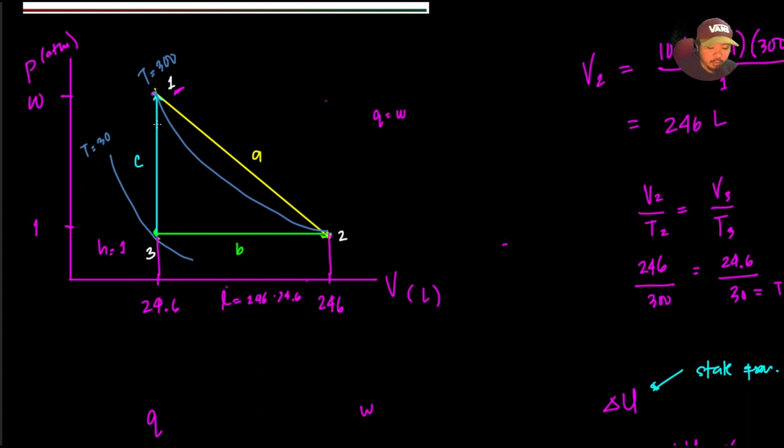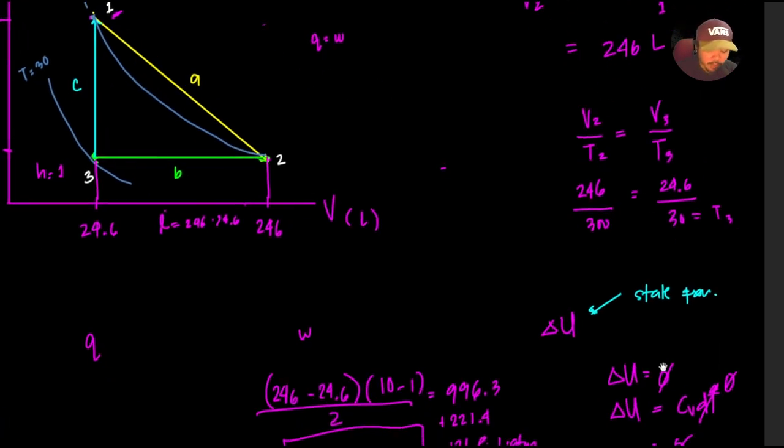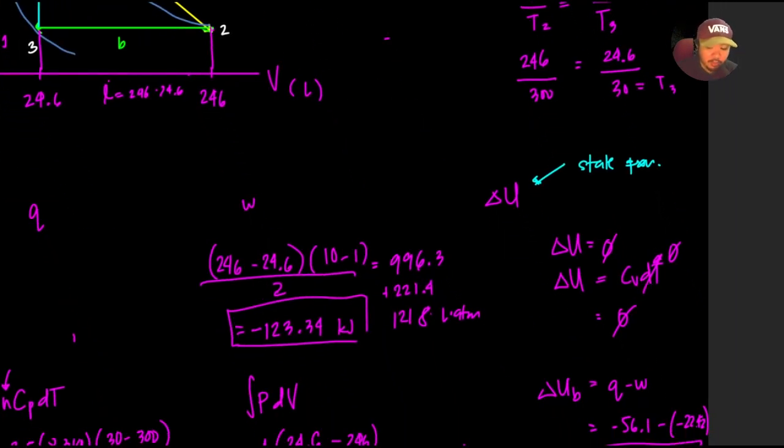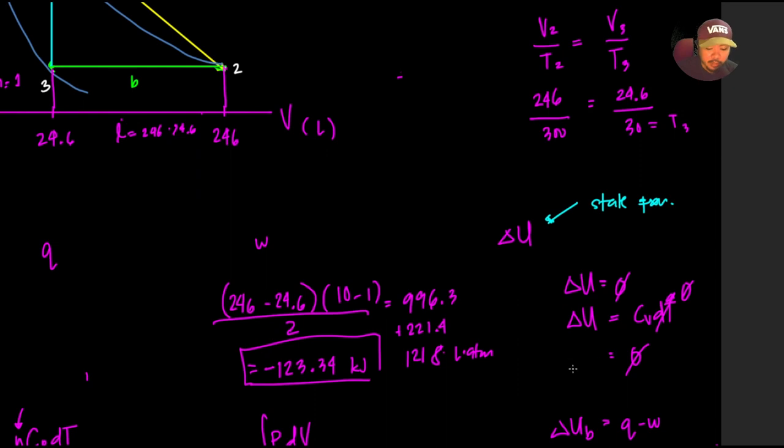Okay? Pero kung gusto niyo i-drawing talaga lahat ng isotherms, magaganyan kayo. Isotherm 1, isotherm 2, yan. So on and so forth. Para ganun, no? Para kung gusto natin ma-determine lahat ng temperature along this. Pero that's beside the point, ano? The point lang is, we can determine the delta U of this particular straight line path from 1 to 2.